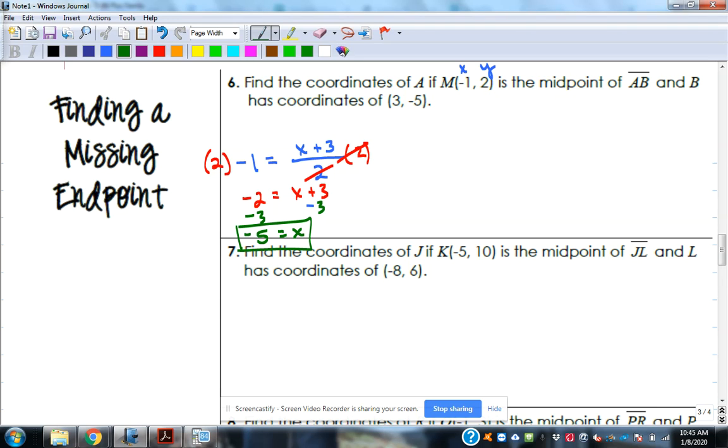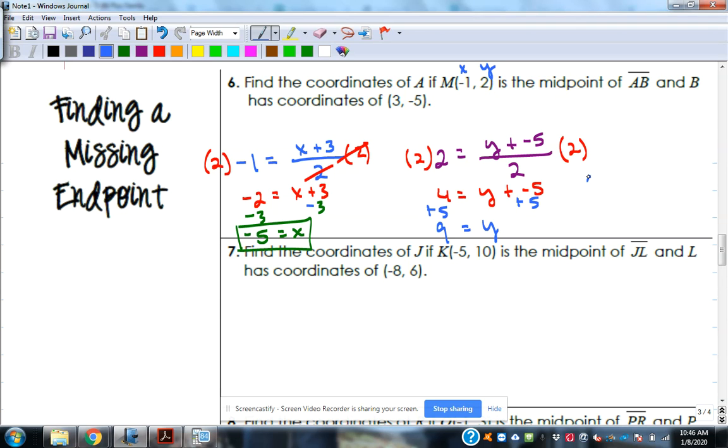And I'm going to set up the same kind of equation for the Y value. So the Y value of the midpoint is 2. And then it's going to be Y plus negative 5 over 2. And then same operations to start off with. We'll multiply by 2. And then I'd add 5. Y equals 9. So point A is at -5, 9.